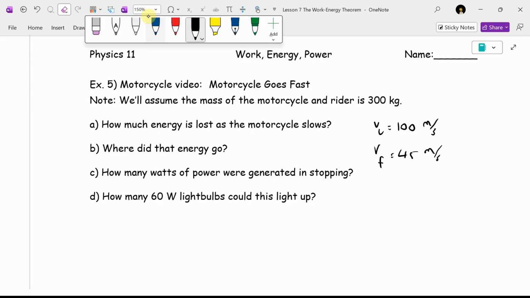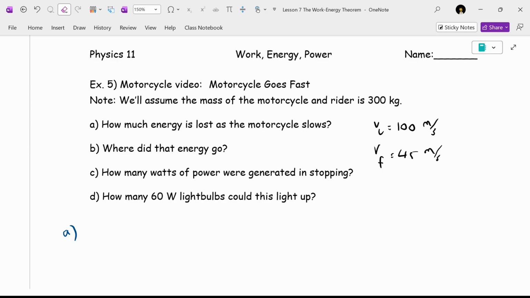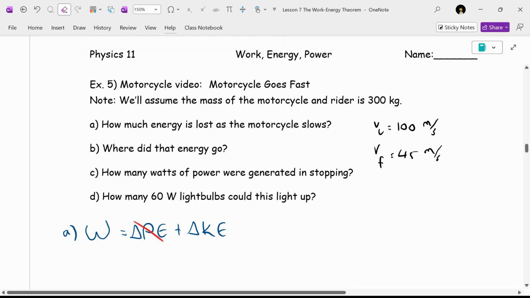Nolan, what's A asking me to find? Just read it to me. What I'm going to find is the work done by friction. I'm going to use the work energy theorem. Work equals the change in potential plus the change in kinetic. You all saw the video. Did that road look like it had hills? So I think we can safely say no change in potential energy.